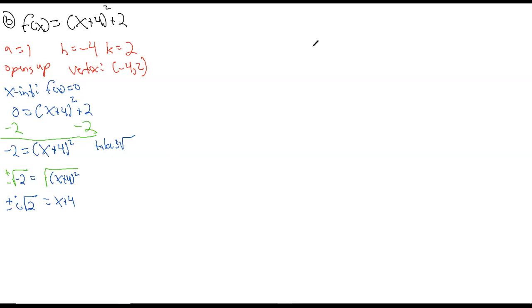Now we're going to subtract 4 on both sides to finish solving this. I did not leave myself too much room. This is me putting it in front of the plus or minus. Sorry about that. So that's negative 4 plus or minus i square root of 2 is equal to x.